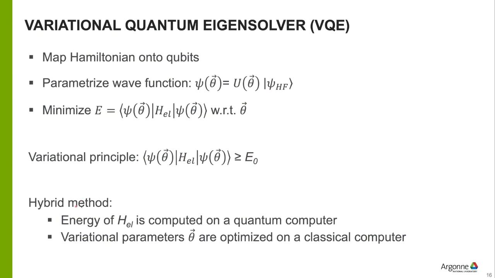So this is the hybrid method where the energy of the Hamiltonian is computed on a quantum computer, and the variational parameters are optimized on a classical computer, and that way some of the computational burden is offloaded to a classical computer because quantum hardware is not capable of running long circuits nowadays.